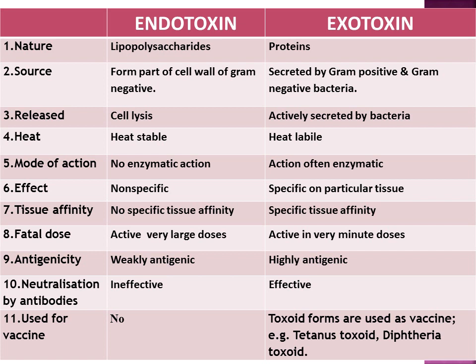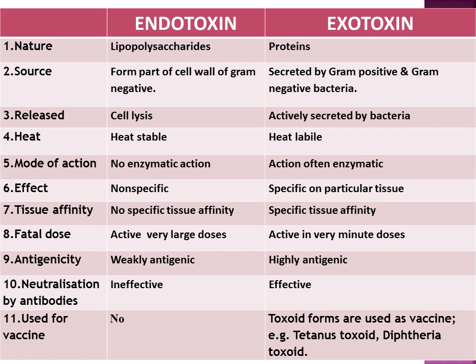Now we will see endotoxin and exotoxin differences. Endotoxin is lipopolysaccharide in nature, exotoxin is protein. The source: endotoxin forms part of the cell wall of gram-negative bacilli, and exotoxin is secreted by gram-positive and gram-negative bacteria. Endotoxin is released after cell lysis, exotoxin is actively secreted by bacteria. Endotoxin is heat stable, exotoxin is heat labile. Endotoxin has no enzymatic action, exotoxin action is often enzymatic.